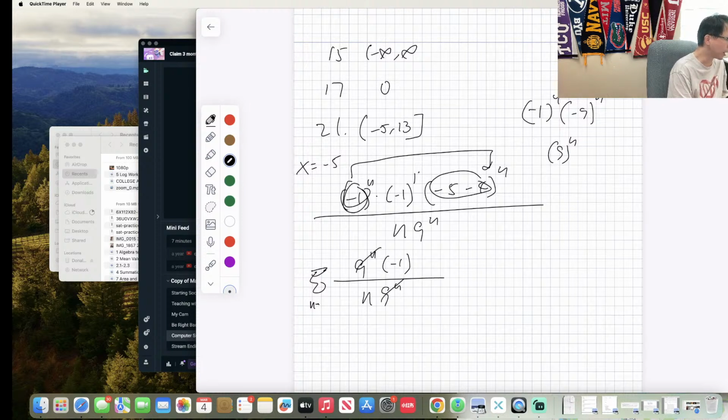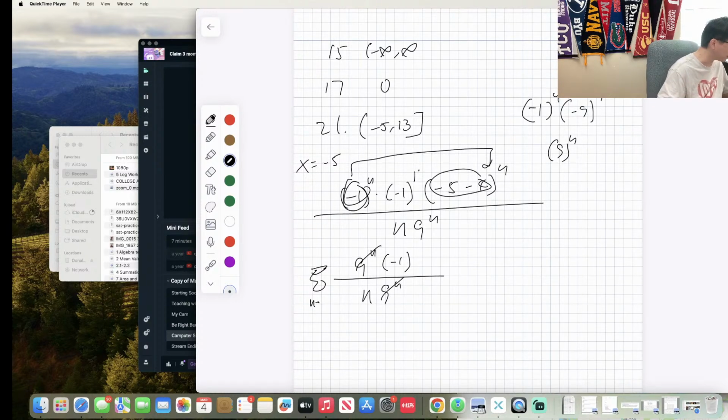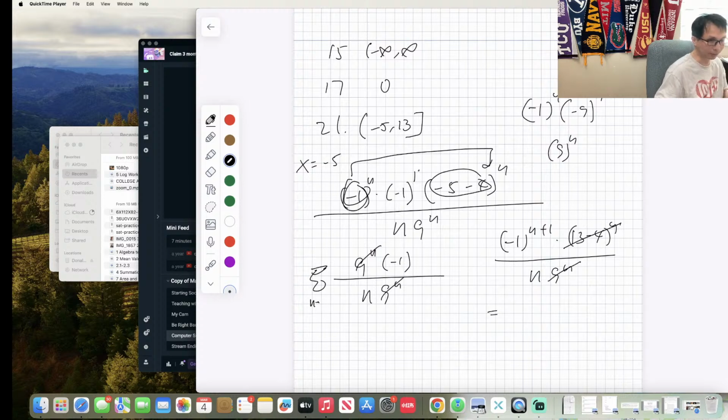So that's why negative 5 diverges. But 13 will work. If you have 13, let me plug in 13. So it will be negative 1 to the n plus 1 times, what is it, 13? 13 minus 4 to the n over n times 9 to the n. So this one cancels out, and this one's alternating harmonic. So it converges. Does that make sense?